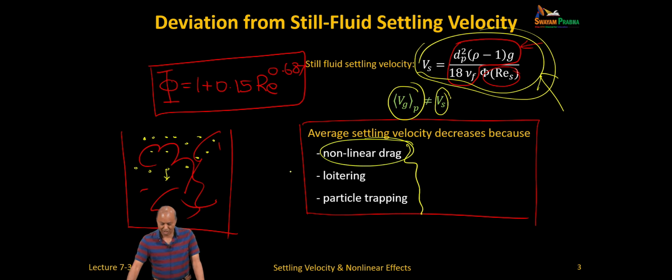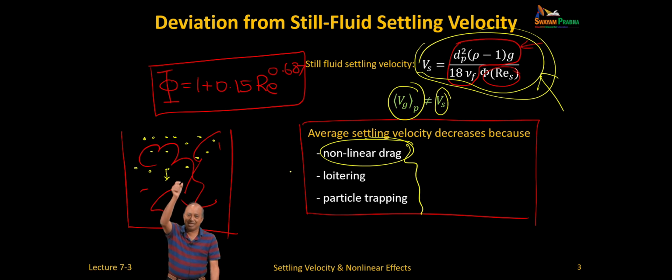Okay. The loitering effect and particle trapping are very similar. What happens if you have an upwelling flow that is exactly at 1 centimeter per second, and the particle is settling down at 1 centimeter per second? It's not going to move anywhere. It's going to stay there for a long time.